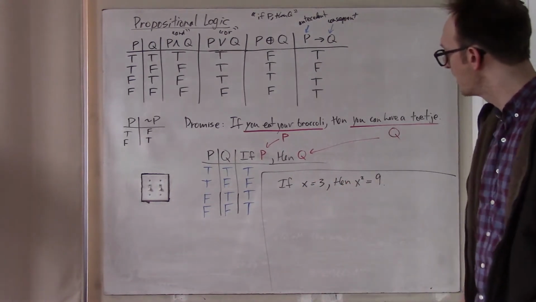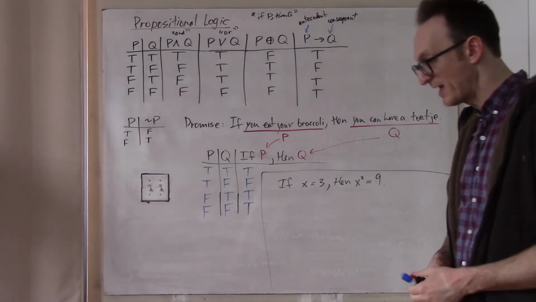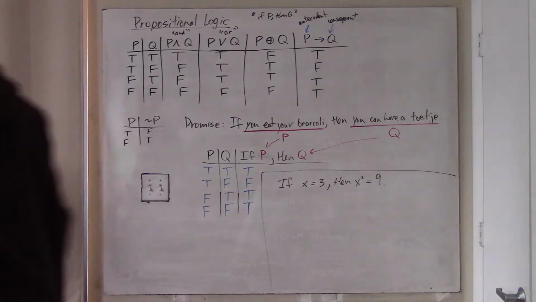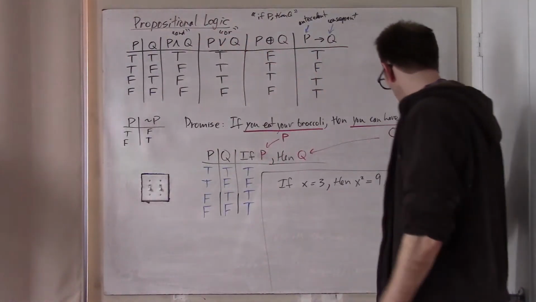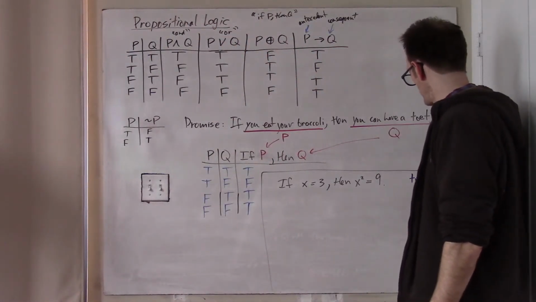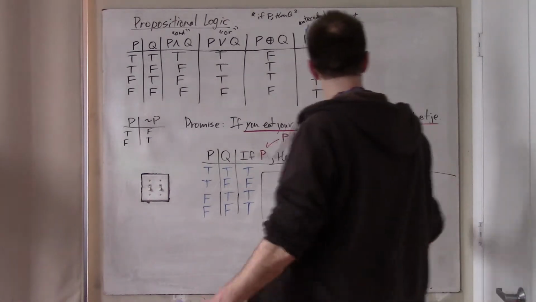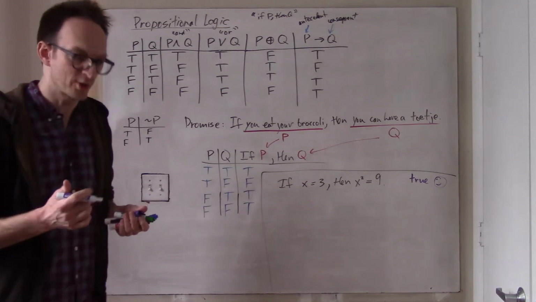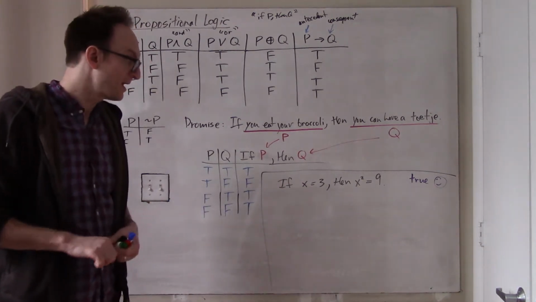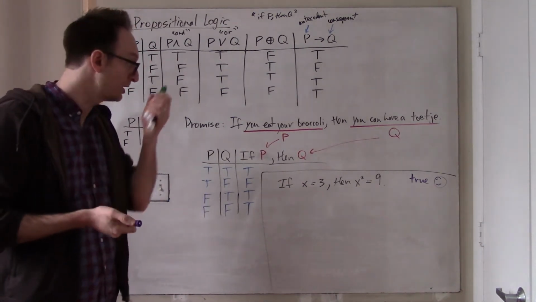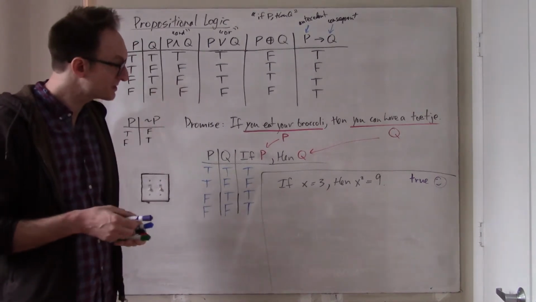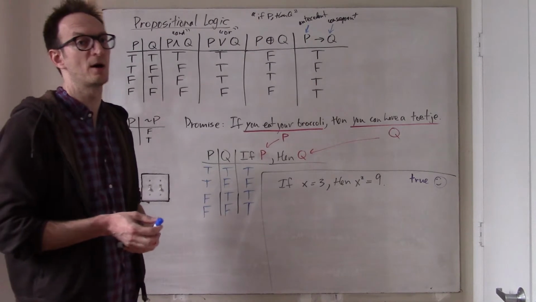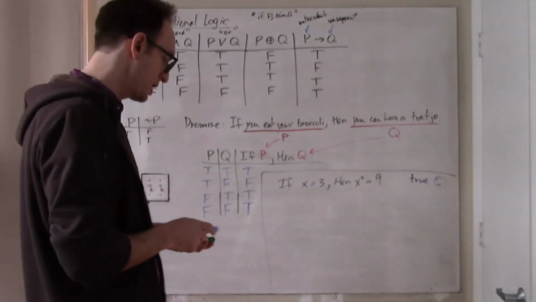So here is one. I would like everyone who's watching at home to agree that this sentence is just true. Just search your heart and know that it is true. If x equals 3, then x squared equals 9. Of course it is. Having now agreed that it is true, let's examine its pieces, and perhaps we can learn something about the logic of conditionals.